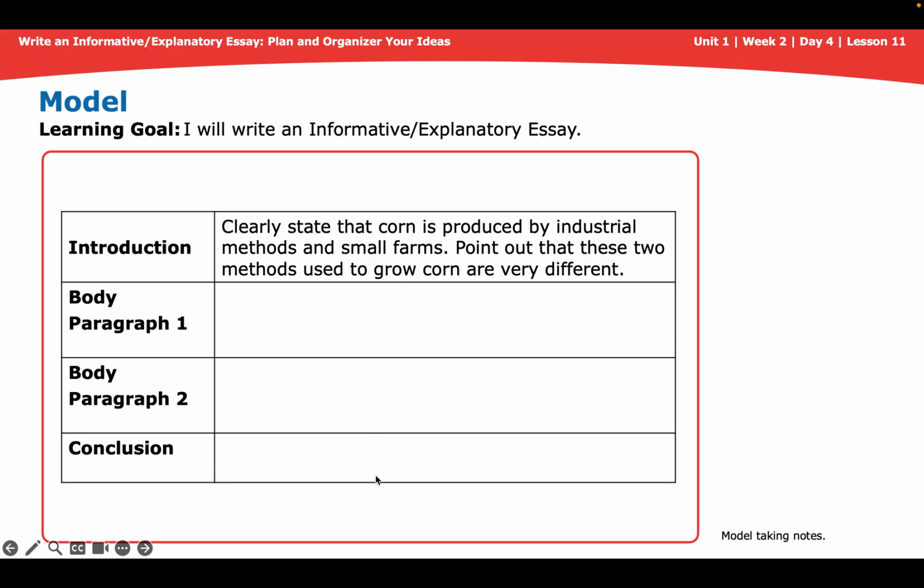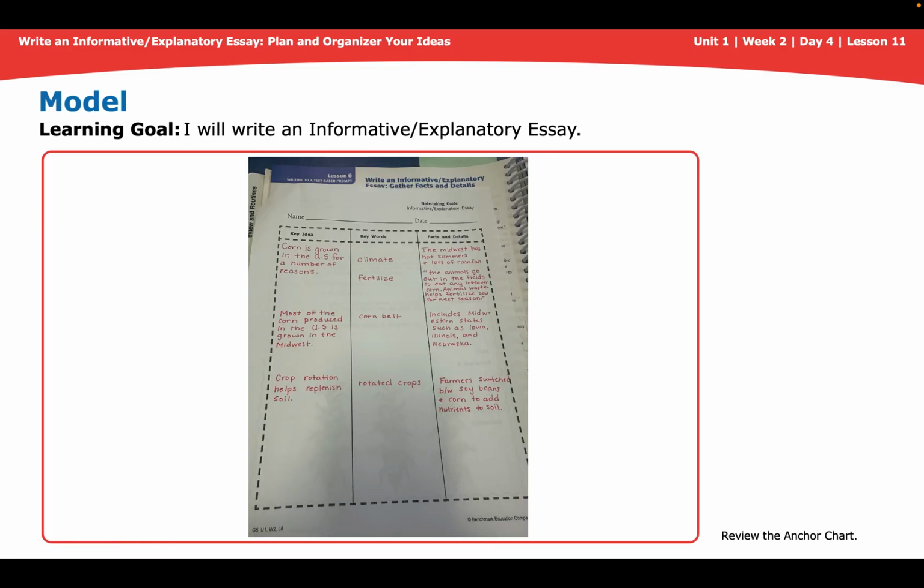And then in my conclusion, I will need to restate my main ideas in body paragraph 1 and 2 in a new way. Okay?